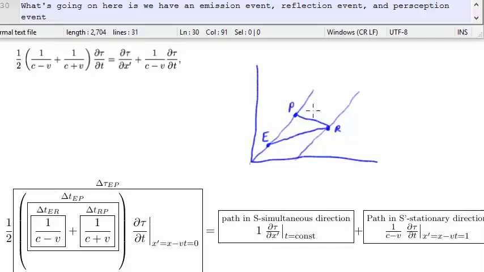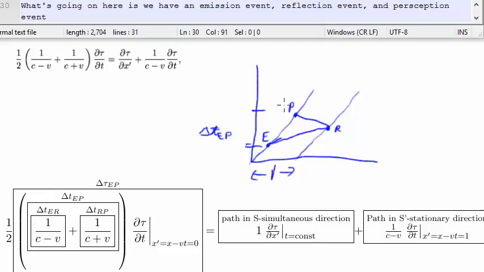Up like this. And the time between the emission and reflection event is, if this is distance 1 here, then the time between the emission and reflection event is 1 over c minus v. The time between the reflection and perception is 1 divided by c plus v. Notice this is a shorter amount of time. And then that total amount of time is delta t from the emission to perception. So that's the sum of those.